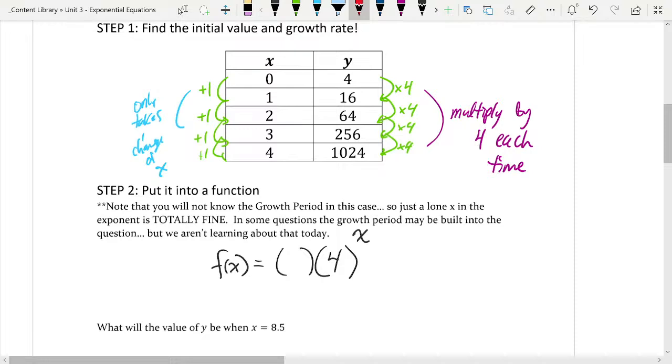And why is it trivial? What did I give you in the table that makes it trivial? I gave you the 0 value. Does that make sense? I've told you that before we start iterating, before we start multiplying, the value is 4. So that is the starting value, right? You remember that from grade 9 math, I'm sure, right? That on a table of values, when x is equal to 0, that's the starting value. That's the initial value, right?